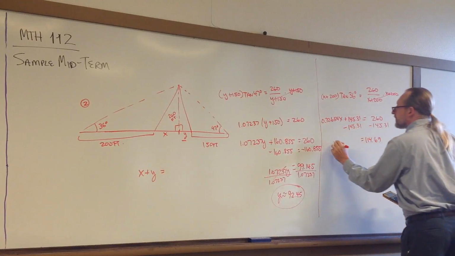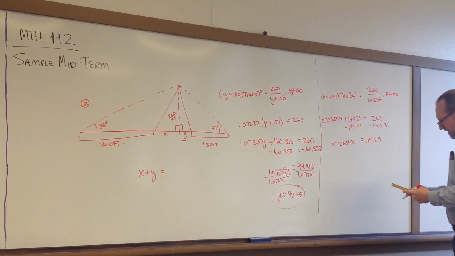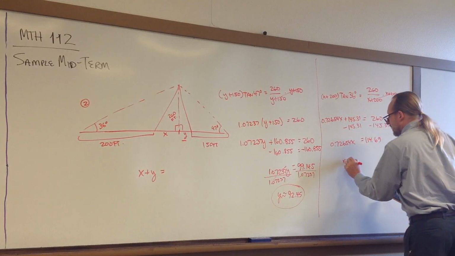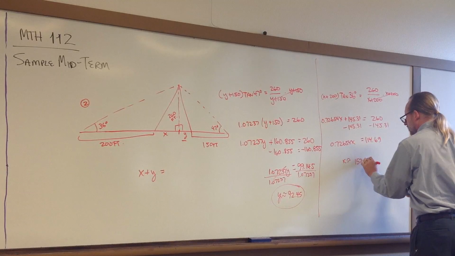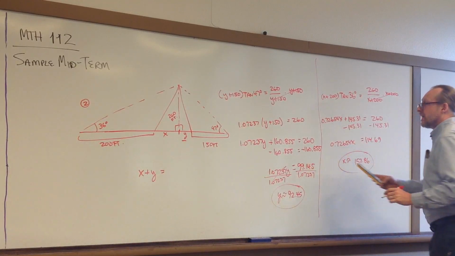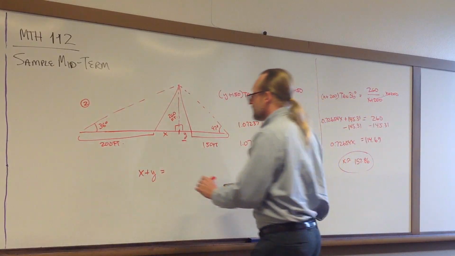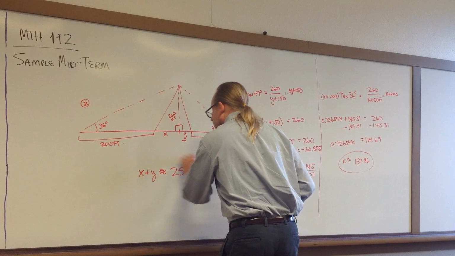114.69. And over here, 0.72654x. And so divide on both sides by 0.72654, and we get x is approximately 157.86. Add that on to the 92.45, and that comes out to be about 250 to the nearest foot, 250 feet.